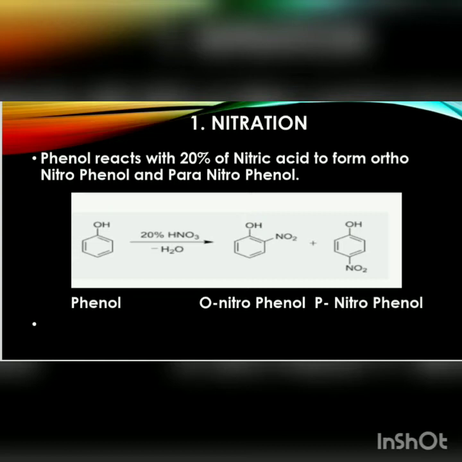Phenol, in the presence of 20% nitric acid, forms orthonitrophenol and paranitrophenol, right? In the nitration, NO2 plus is the electrophile, and in orthonitrophenol we have the possibility of intramolecular hydrogen bonding, right?